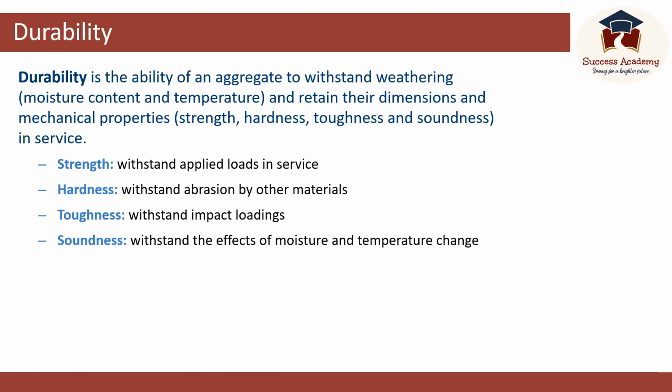The second aggregate property that we are going to look at is durability. Durability is the ability of aggregates to withstand weathering and retain their dimensions and mechanical properties. There are four mechanical properties here we are looking at: strength, hardness, toughness, and soundness. Strength is the ability to withstand applied loads in service. Hardness is the ability to withstand abrasion by other materials. Toughness is the ability to withstand impact loadings. And soundness is the ability to withstand the effect of moisture and temperature changes.